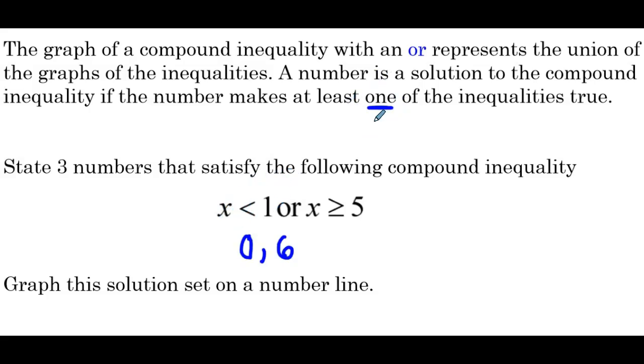But again, all we have to do is make one of the inequalities true. And now we could pick from either one. So let's say we go back to the first one, let's say -3. Right? So there's plenty of numbers we could choose. These are 3 of them that would make this compound inequality true.